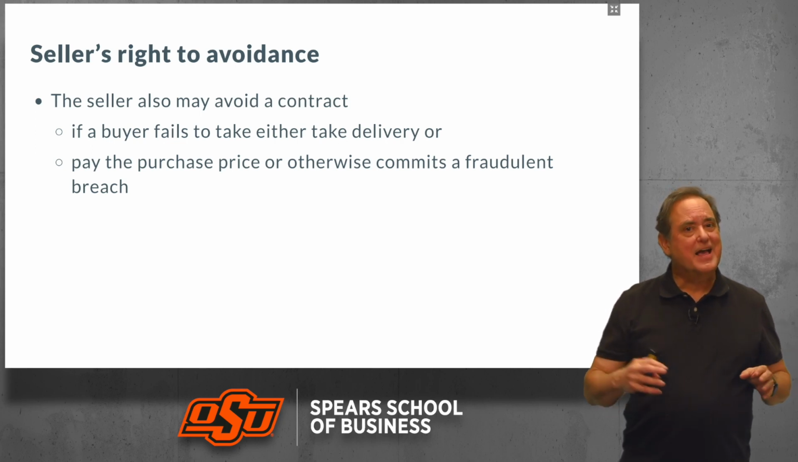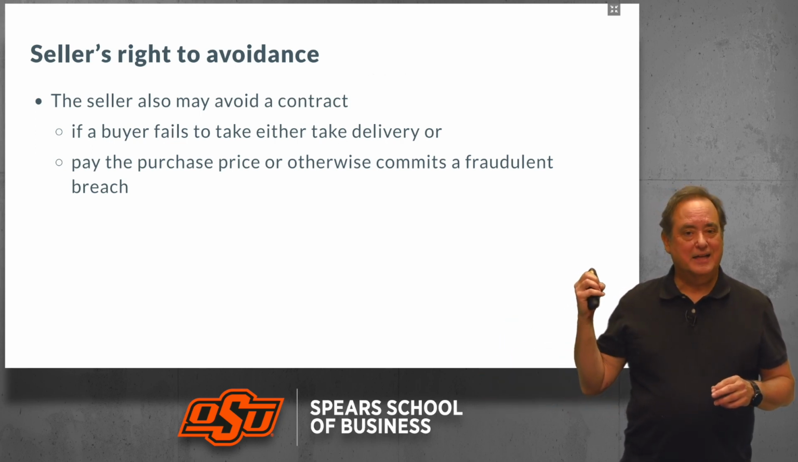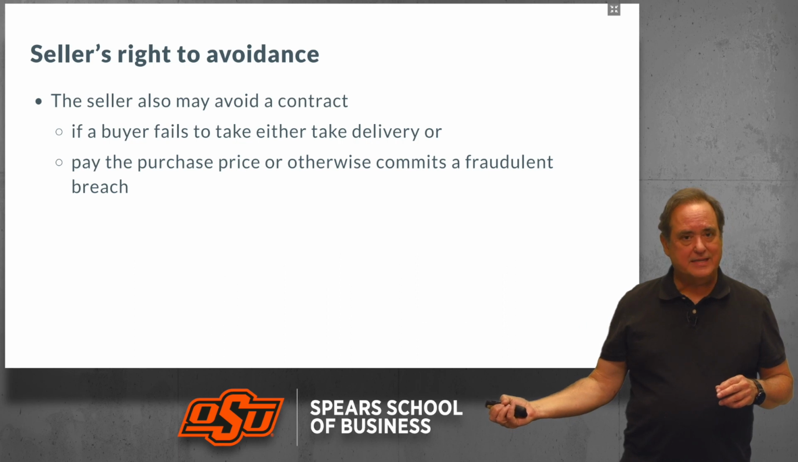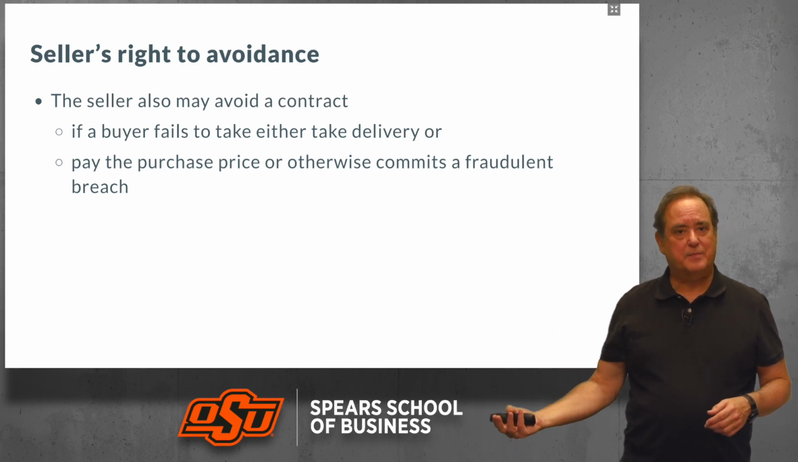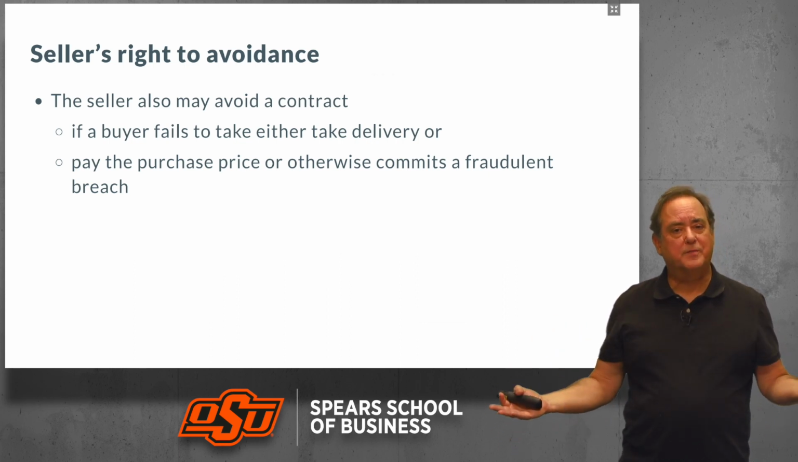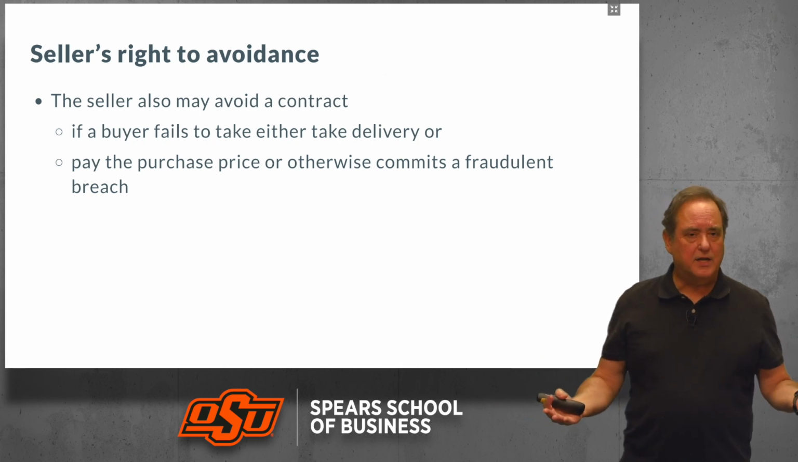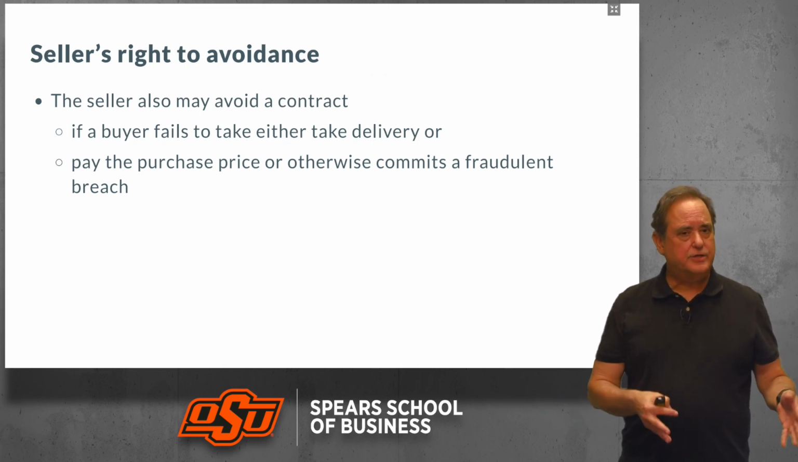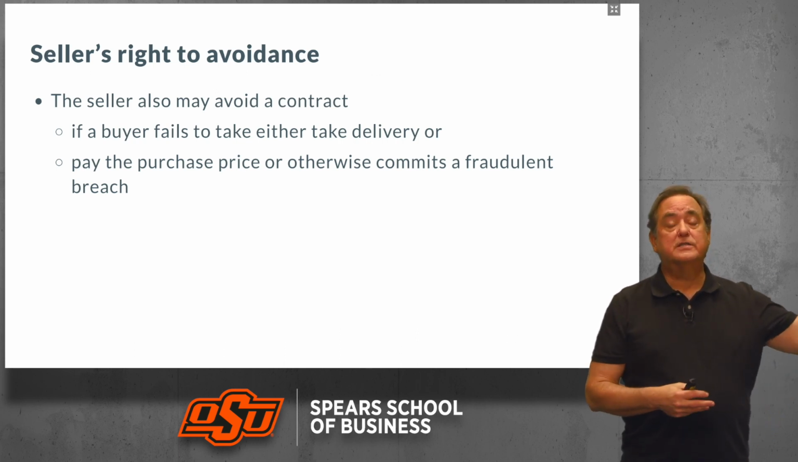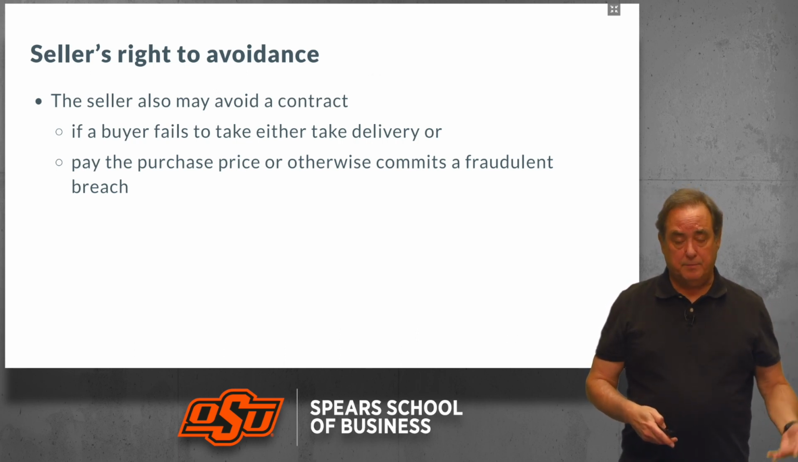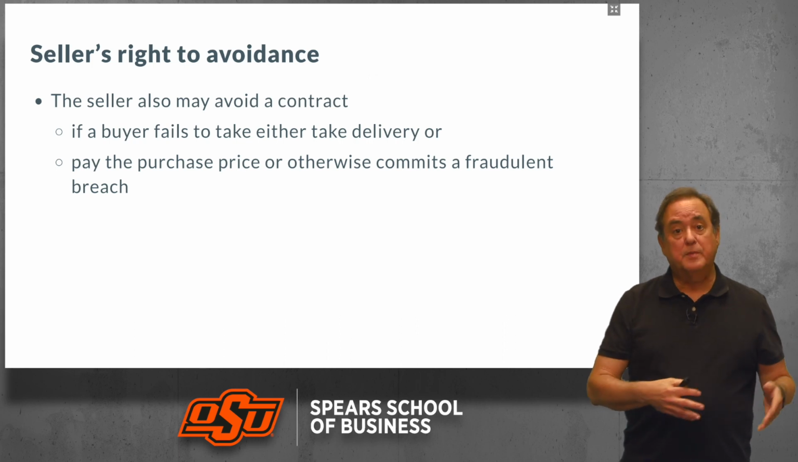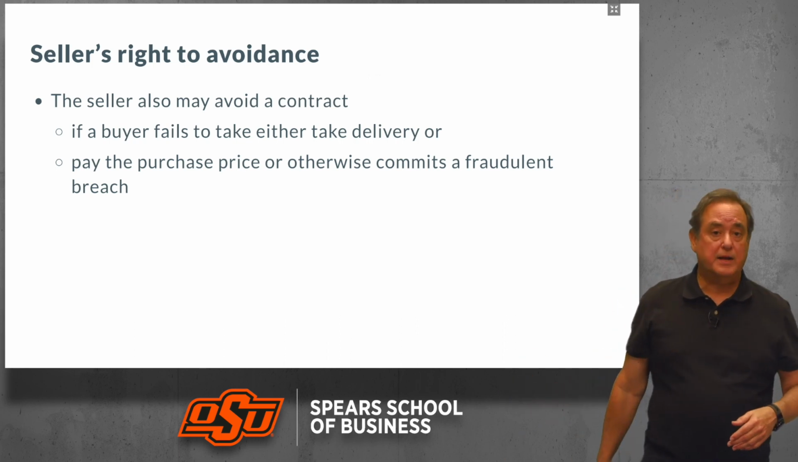It may turn out that the seller's market price is better than the contract price. So the seller can simply walk away from the agreement, avoid the contract, return the parties to their pre-contractual position, and then take those goods and sell them on market price, which presumably is now going to be more than the contract price.